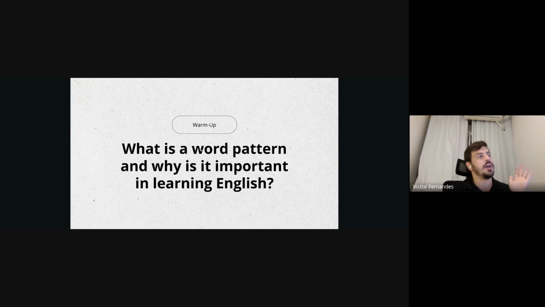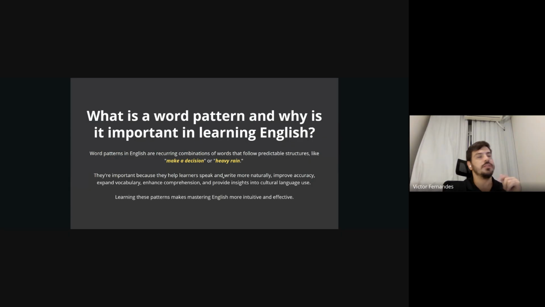So the first question we have is what is a word pattern and why is it important in learning English? The word pattern is like a combination of words. Some people may call it an idiomatic expression as well, but that's slightly different. If you consider, for example, make a decision, idiomatic expression, that wouldn't be very correct. But killing two birds with one stone, yes, that's an idiomatic expression, and we have it in Portuguese as well.